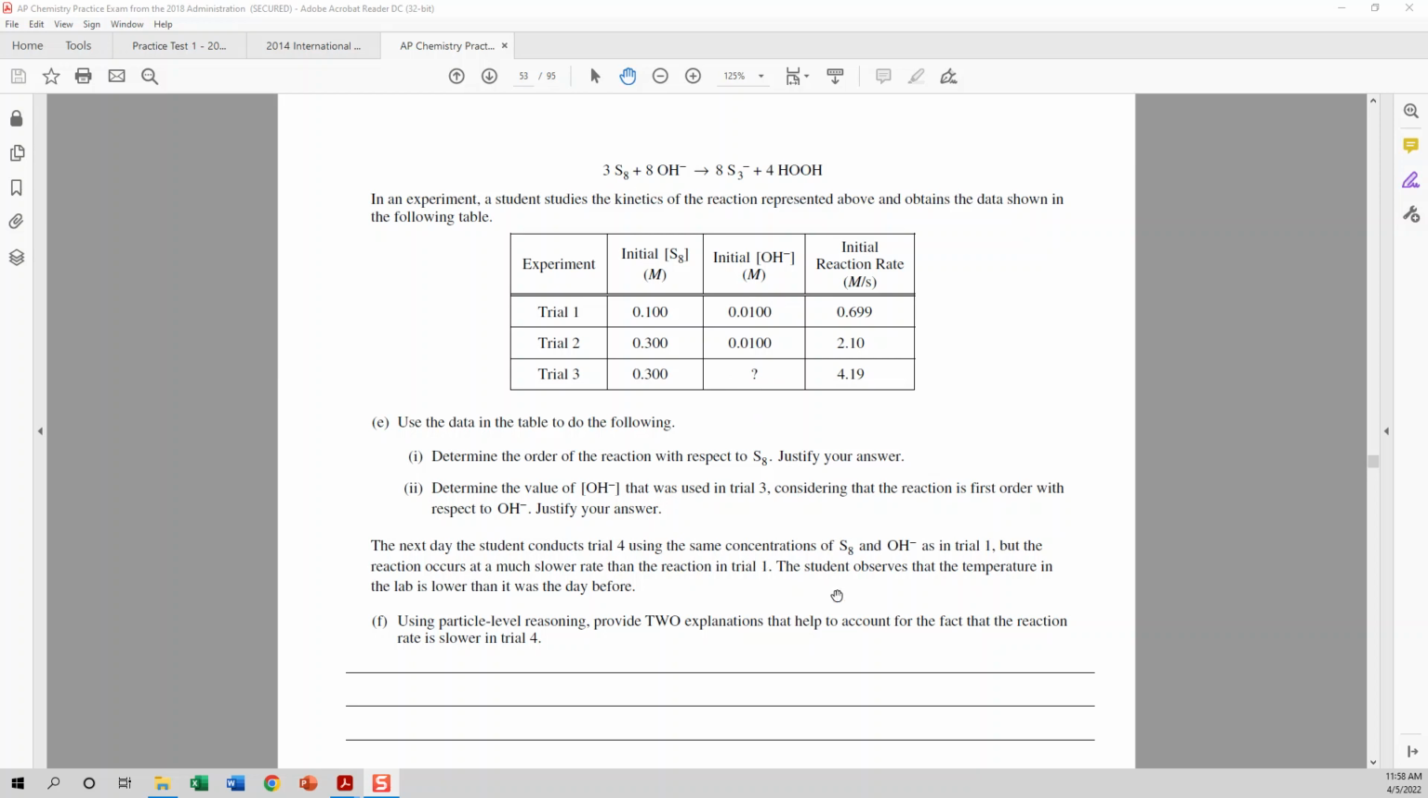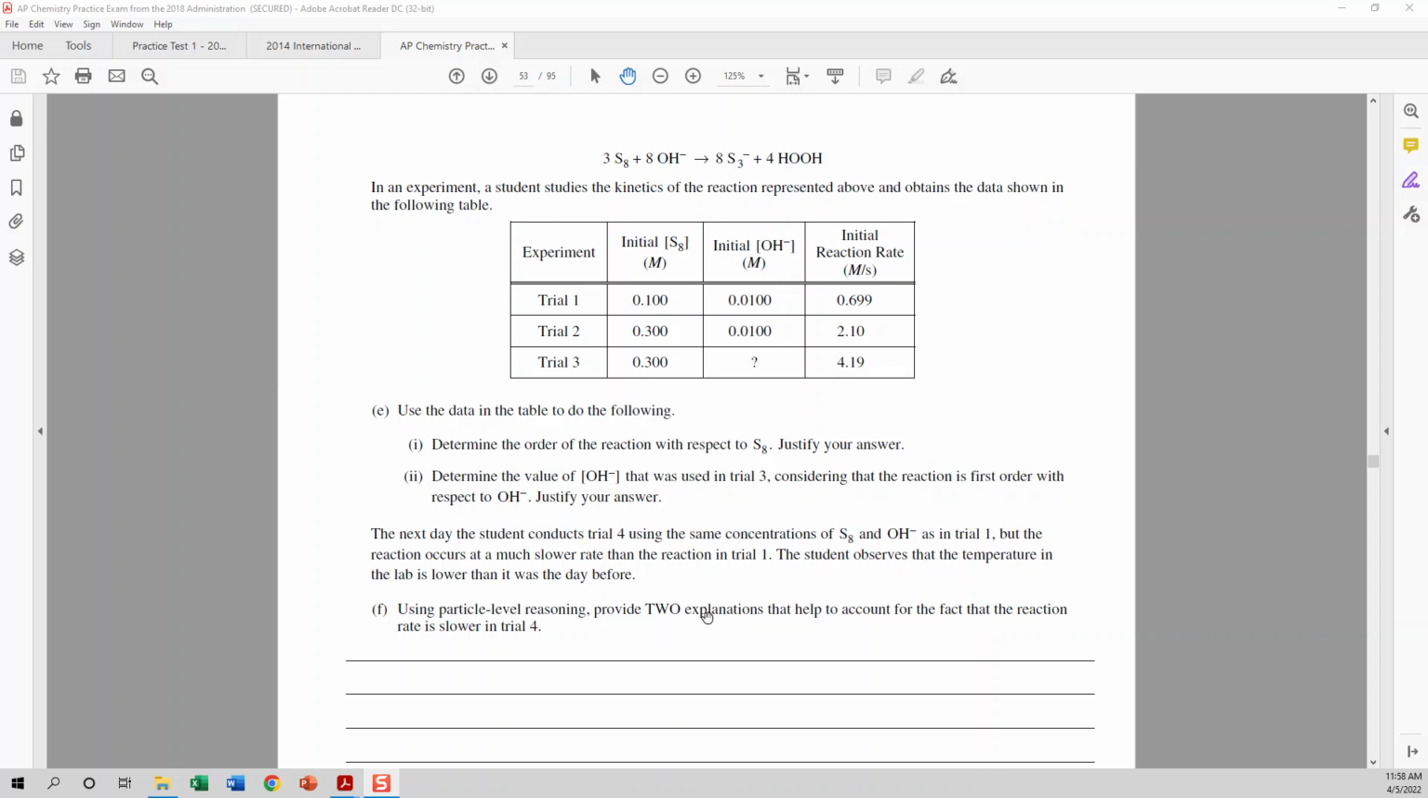Okay. So this is just asking why the student did trial 4, but it was the same concentrations as trial 1, but the rate was much slower than this one, but they noticed that the temperature in the room was colder. So what would happen?